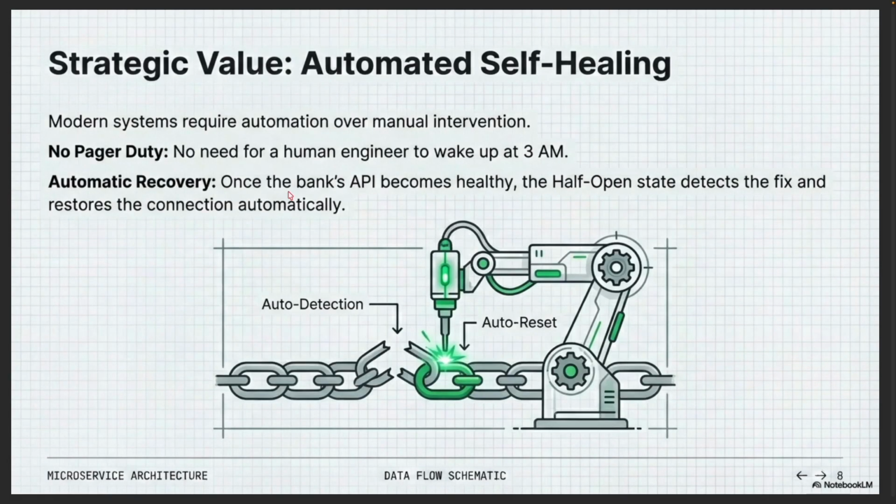The other strategic value is that, let's say this happens at midnight or at 3 a.m. when the engineers are not available. During that time we don't need an engineer to come back and fix this. It will automatically go into open state, and it will keep on checking after some time whether the external service, that is the bank or the payment gateway, is back or not. Once it is back, it will automatically go into closed state without any human intervention. So this is how the system is self-resilient.